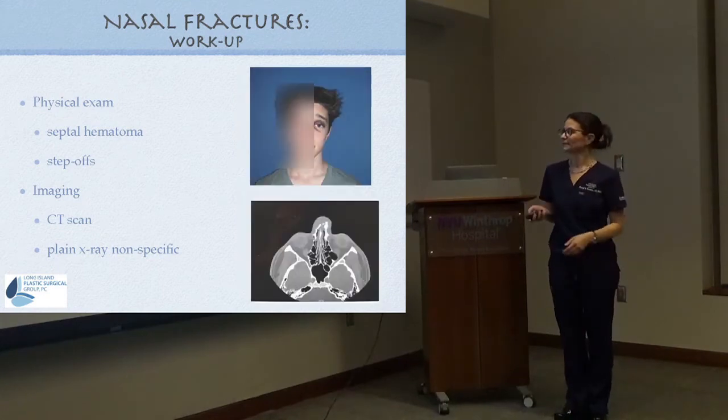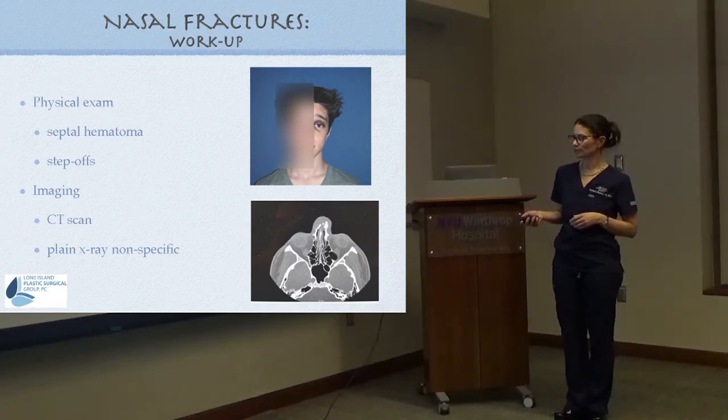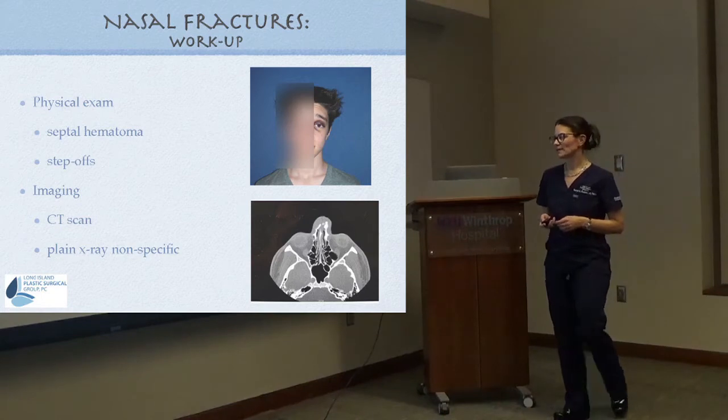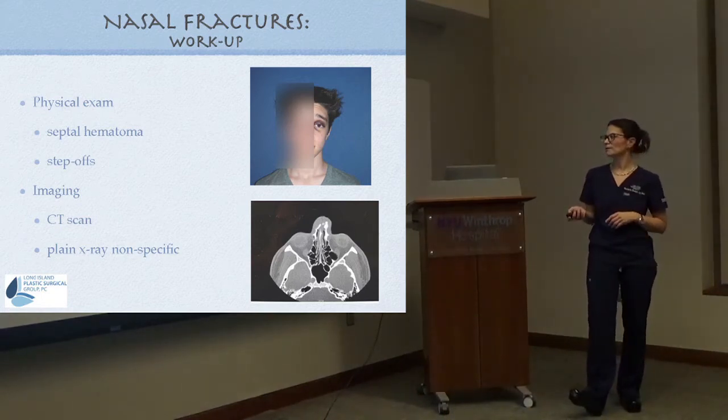a CAT scan. Here, you can see, you don't need to know how to read a CAT scan to know that there's something wrong here. So CAT scans are the best way to see what's going on with the bony septum and the bony pyramid.